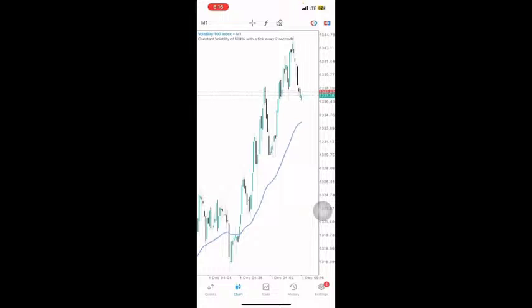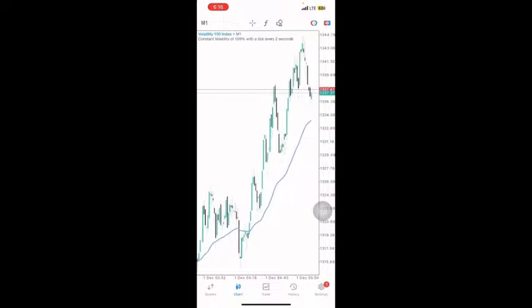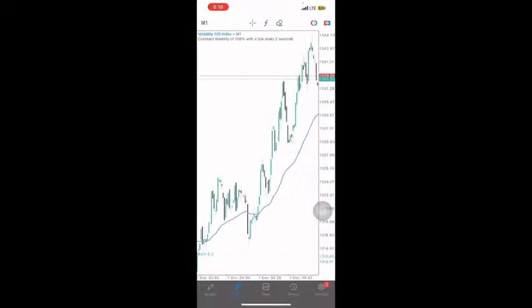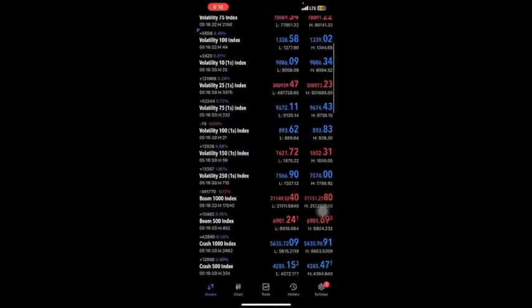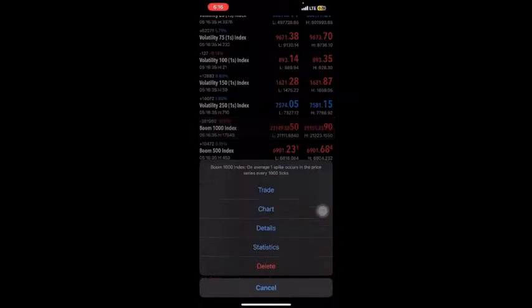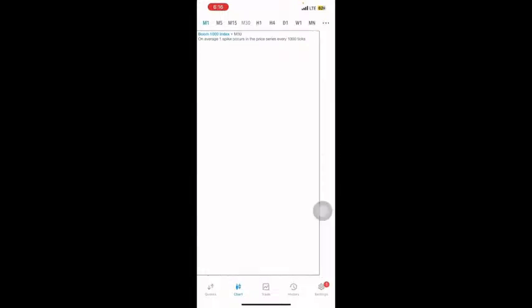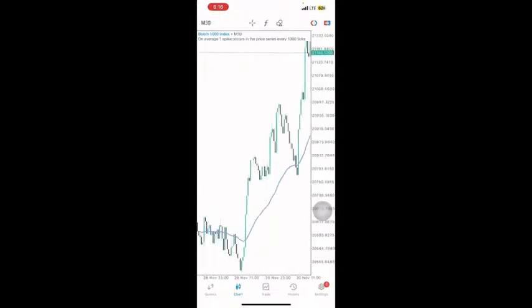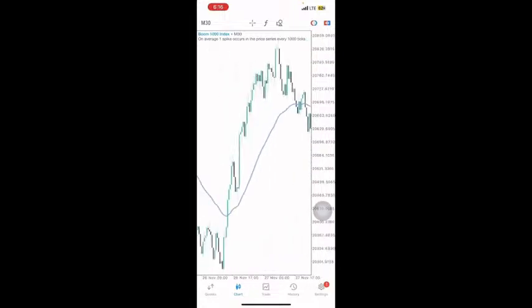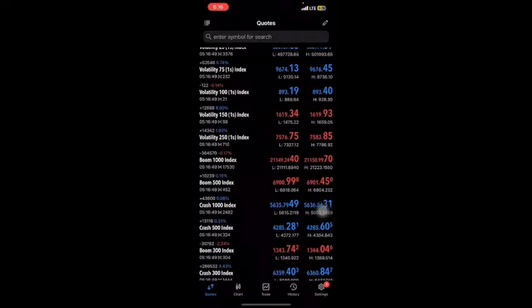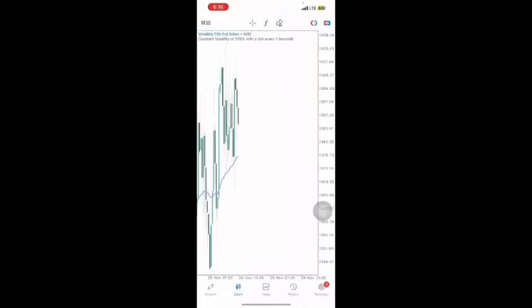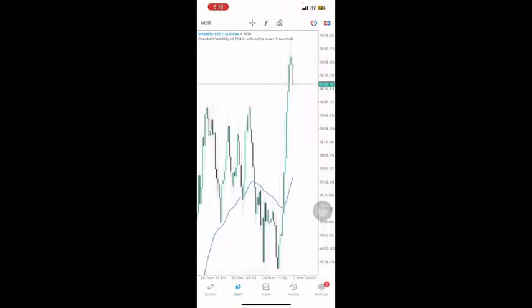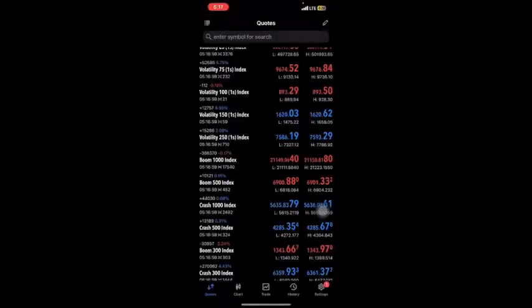And then the next thing you want to know about synthetic indices is that the spreads are very, very low. As you can see, this is 1 minute time frame. The spread is very, very tight. Now look at Boom 1000, very tight spread on 1 minute time frame. Now imagine going to 30 minutes time frame. There is no spread at all. That's another beautiful thing you need to know about synthetic indices. Look at the Volatility 15 1s, no spread at all.